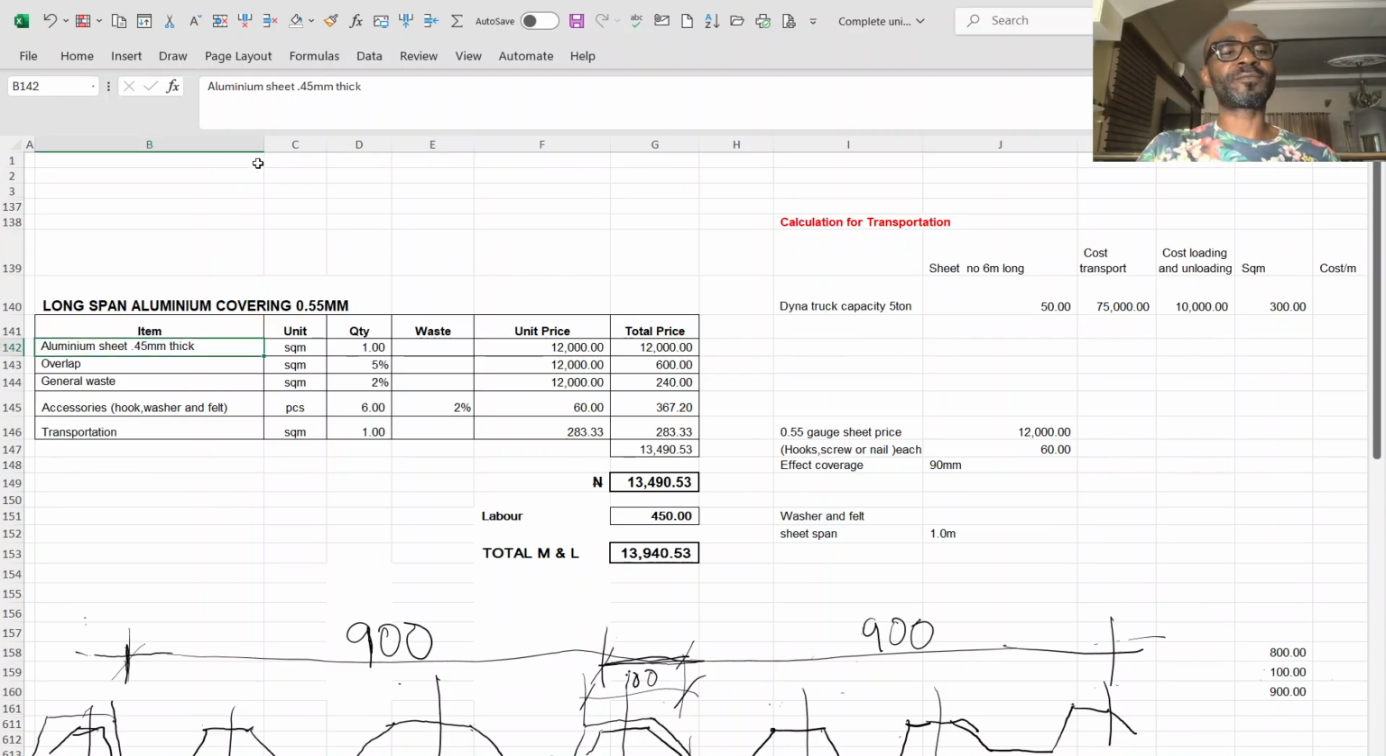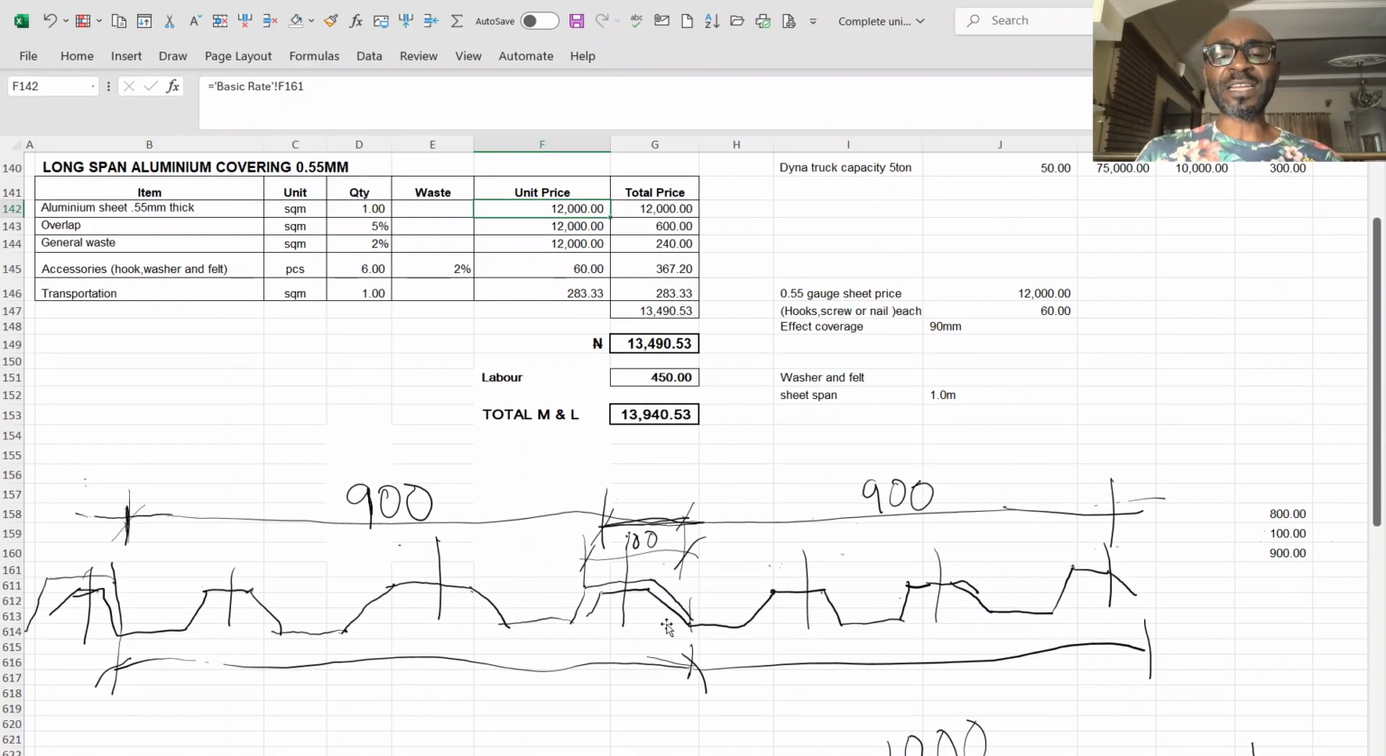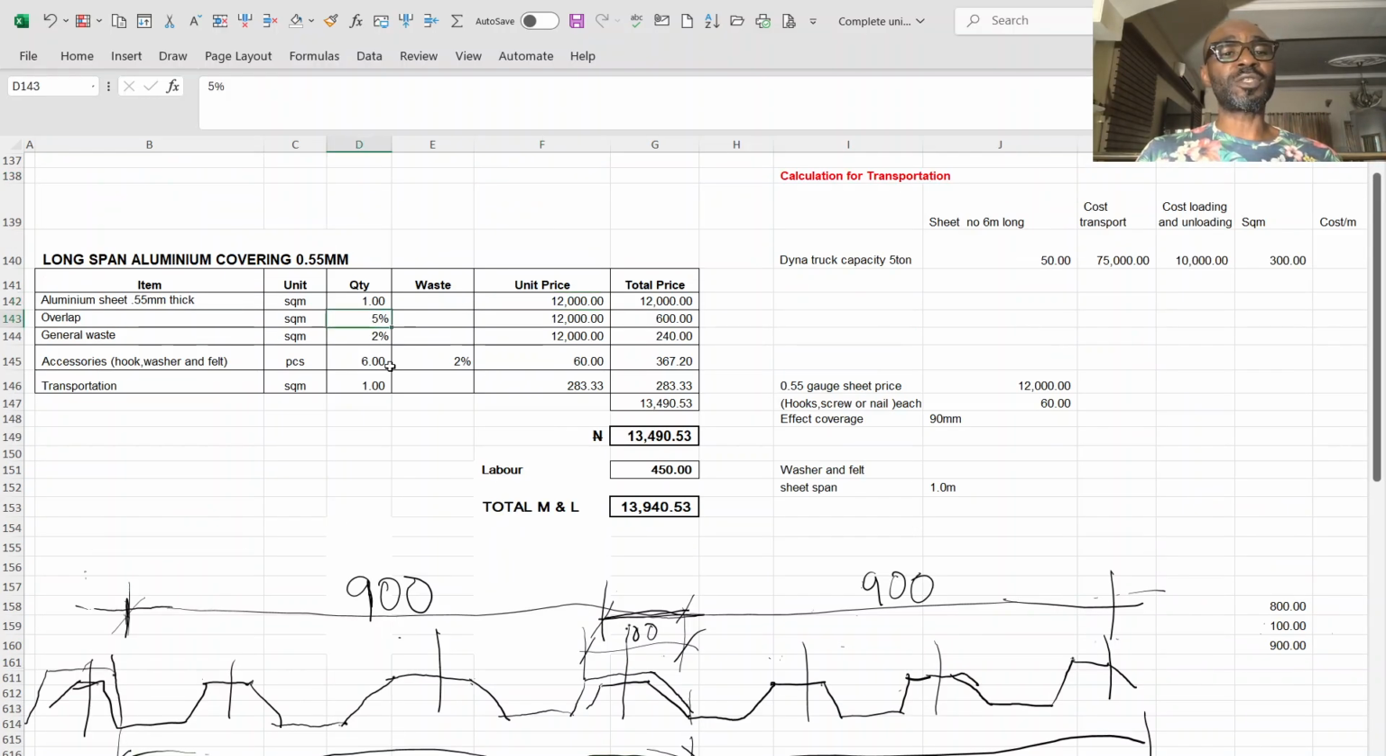As you can see here, I have a 0.55 thick roofing cover sheet, and for 1 square meter it is 12,000. And the effective coverage, that is the overlap. The overlap is 50 of 1,000, which is 5%. So you take the overlap as 5% of 12,000, which gives you 600.